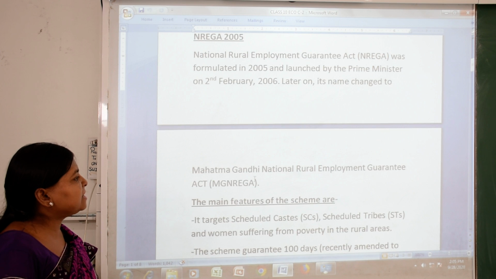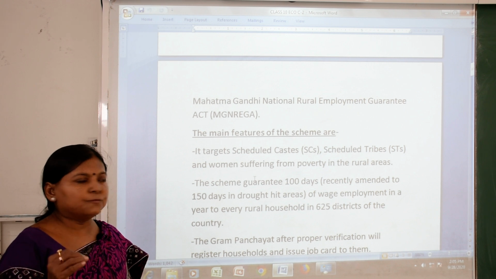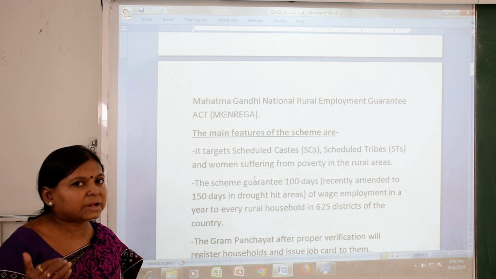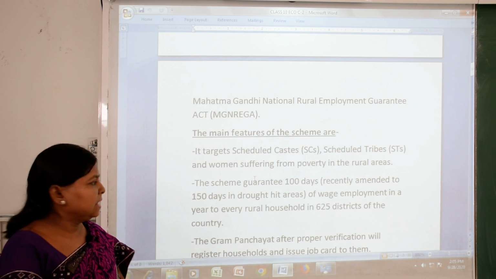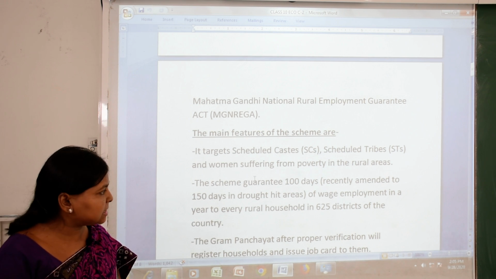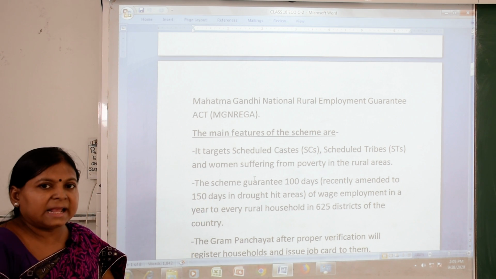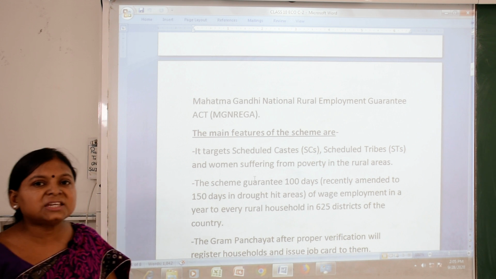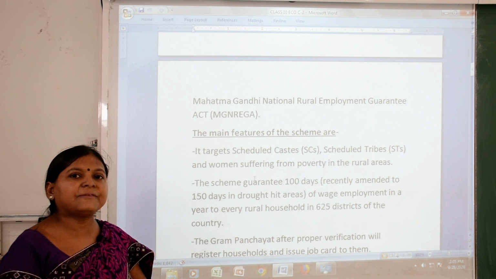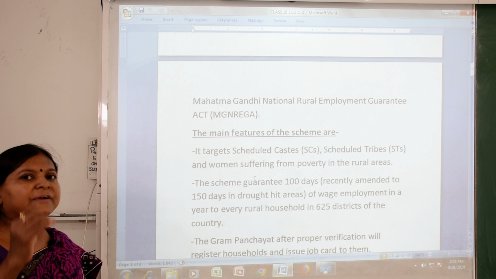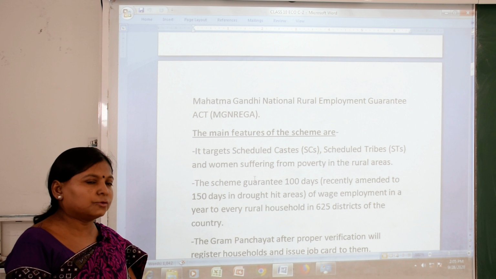See, the main feature is that first it targets scheduled castes, scheduled tribes and the women who are suffering from poverty in rural areas, so they will get benefit of it. Second, the scheme guarantees, what is the main aim? That this scheme guarantees 100 days, recently now it is changed to near about 150 days in drought hit areas, of wage employment in a year to every rural household in 625 districts of the country. Means in 625 districts of the country, the people of this area will get 150 days of job.